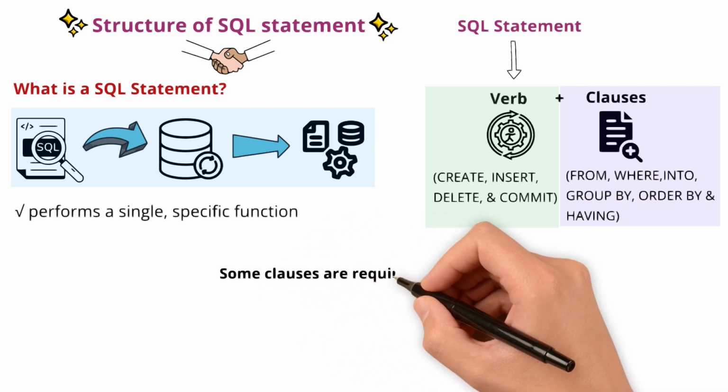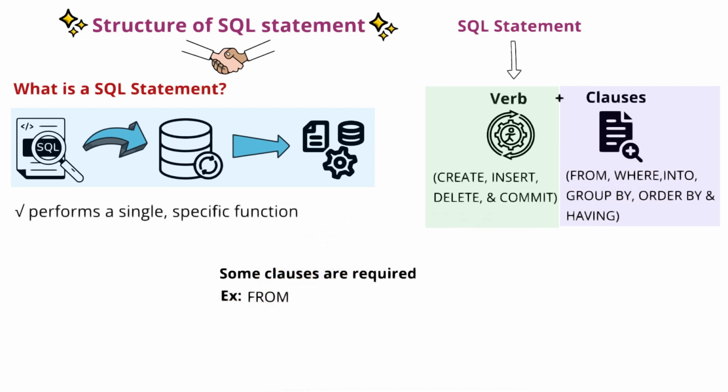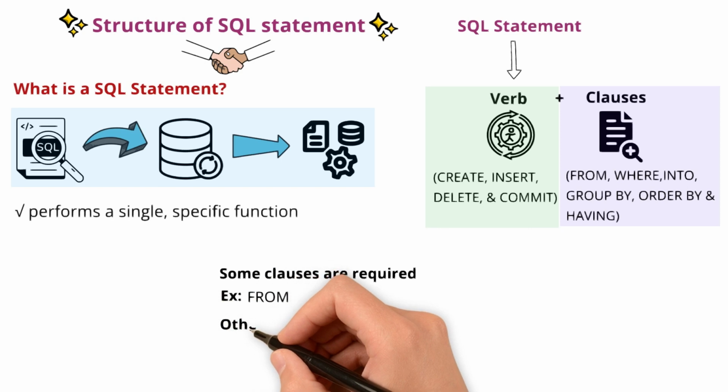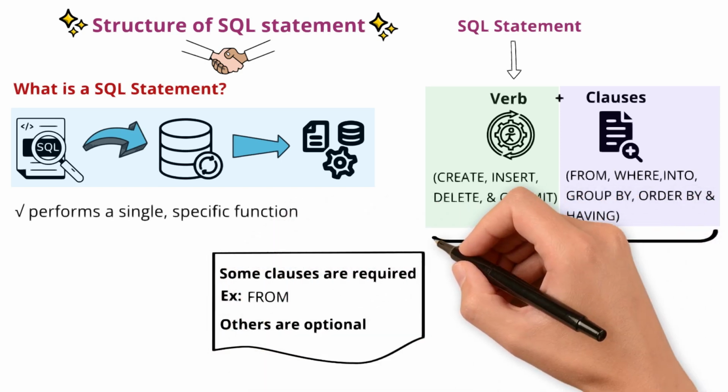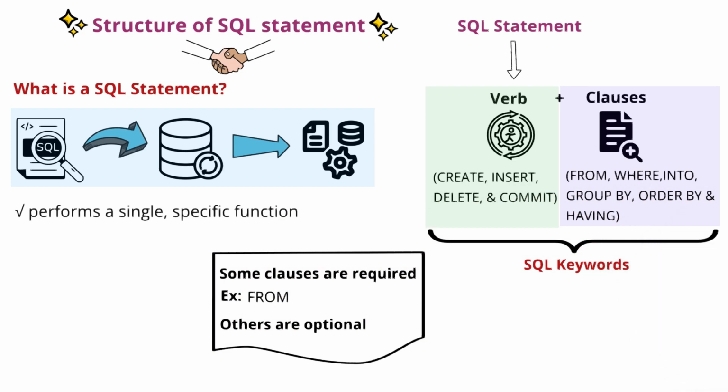Some clauses are required, for example, from. From clause is a required clause. Others are optional, depending upon your purpose. All of these are the SQL keywords, and you use these keywords on tables and columns.